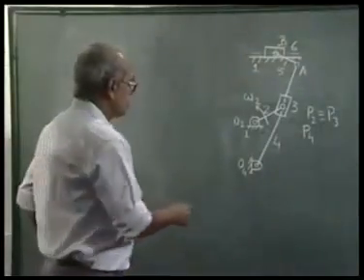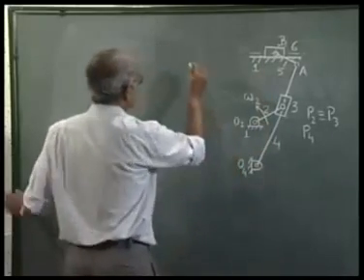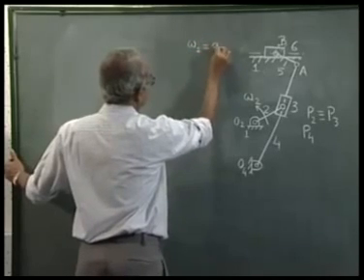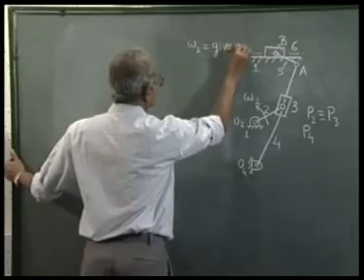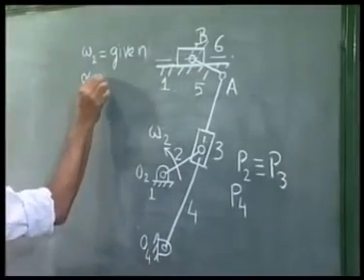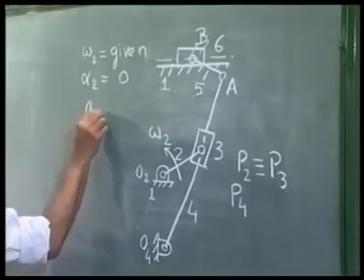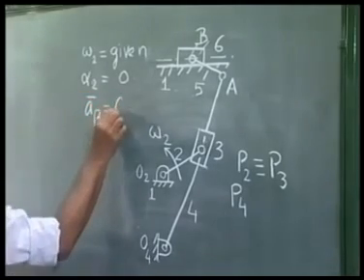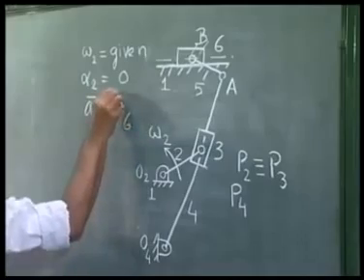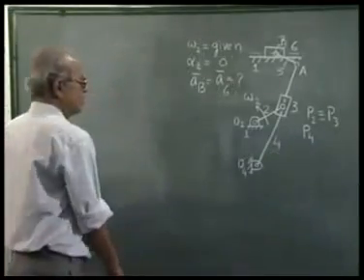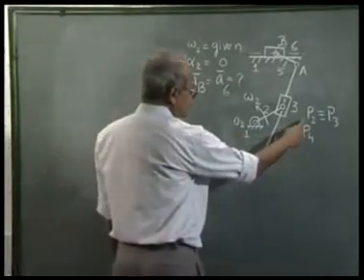Now we shall carry out the acceleration analysis of the same slotted lever quick return mechanism. The kinematic diagram we had already drawn, and we are saying omega 2 is given, and let us assume it to be constant as before, and objective is to find the acceleration of the point B, that is the acceleration of the body 6, which is a slider. So again we consider the coincident points P2 and P4.